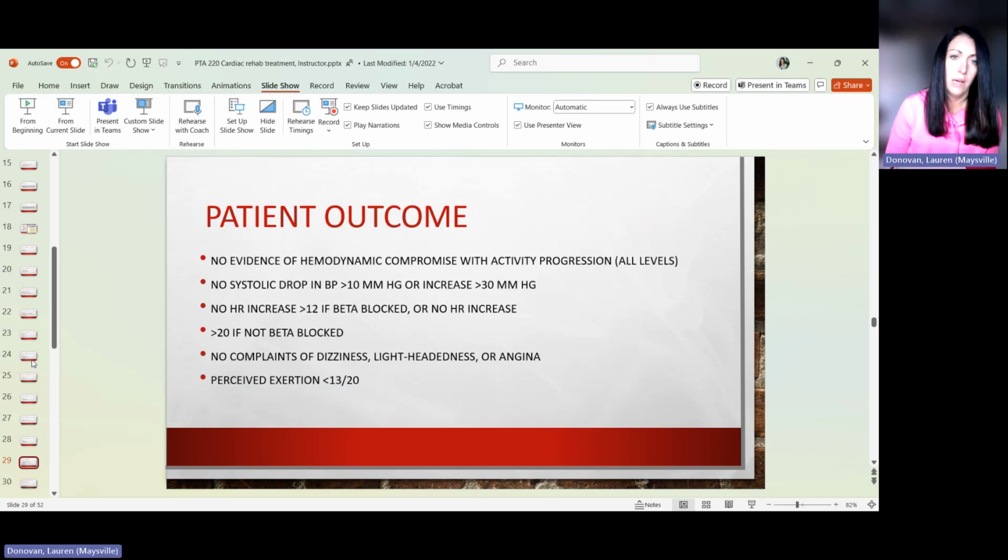Now, patient outcomes. This just depends on if there's no evidence of a hemodynamic compromise of the activity progression: if there's no systolic drop in blood pressure of more than 10 millimeters of mercury or an increase of 30 millimeters of mercury, if there's no heart rate increase of 12 if they're on beta blockers, or no heart rate increase, and if they don't have complaints of dizziness or lightheadedness or angina, and perceived exertion of a 13 out of 20 on that Borg scale.